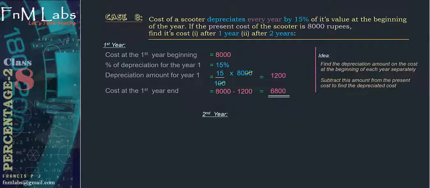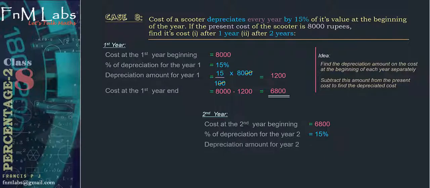Now we begin second year with this cost. So cost of the scooter at the second year beginning is 6,800. Again, the percentage of depreciation is 15%. So we need to find the depreciation amount for second year, which is again 15% of 6,800. That is 1,020. The cost gets again reduced by this amount, 1,020. So at the end of second year, the cost of the scooter is 6,800 minus 1,020, which is equal to 5,780, which is the answer.